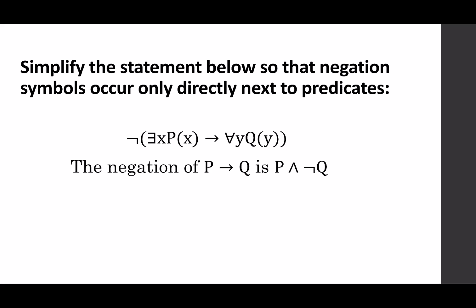So in our negation, the there exists becomes for every, so we have for every x, P of x. Our implication is replaced with the and. For every y becomes there exists y, not Q of y. The only negation we have is right by the predicate Q of y.